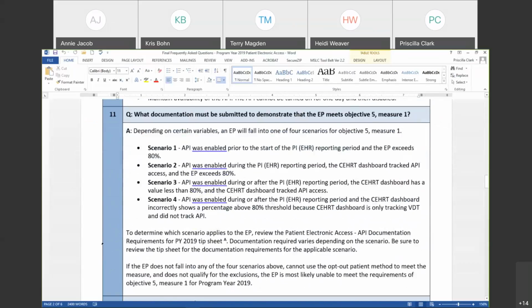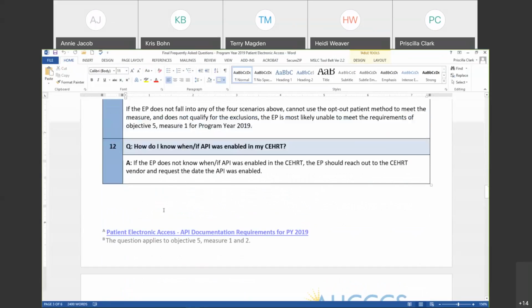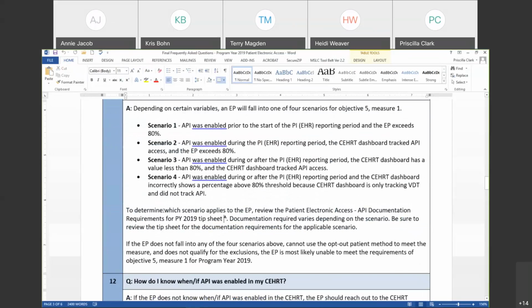The next question outlines the scenarios, again gives the definitions for those scenarios, and then it also references the tip sheet that we just discussed for API documentation requirements, which has the decision tree on page 1. As you can see right here, it's referencing footnote A. And if you scroll to the bottom of that, you should see the link that takes you to the API documentation requirements for Program Year 2019 and that decision tree.